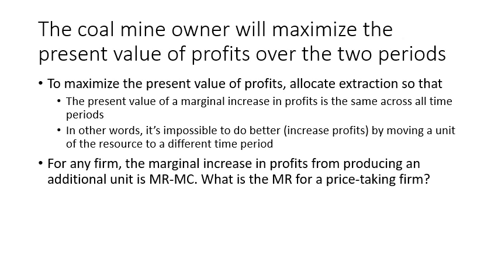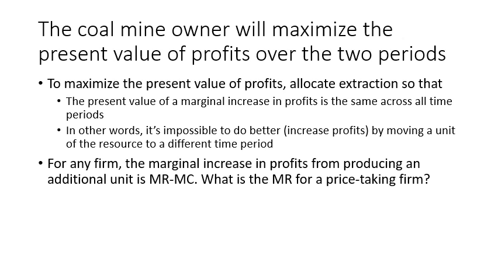How are they going to decide how to do this? Well, a rational coal mine owner will maximize the present value of profits over the 2 periods. To maximize the present value of profits, they're going to allocate extraction so that the present value of a marginal increase in profits is the same across all time periods. In other words, it's impossible to do better, being defined as increased profits, by moving a unit of the resource to a different time period.